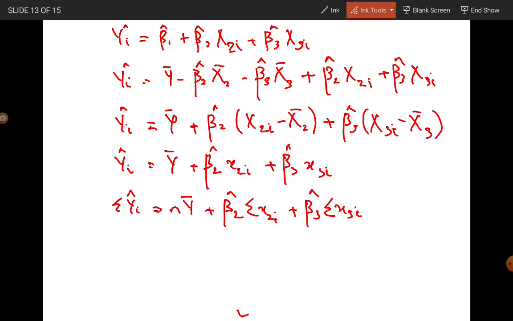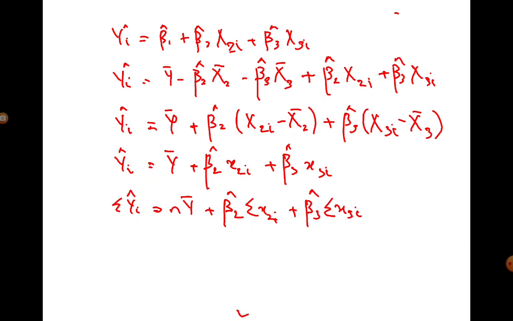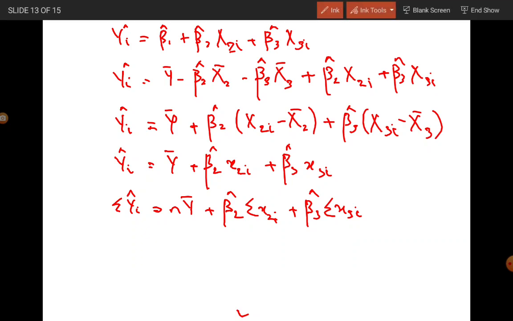Now summation x2i and summation x3i are sums of deviations from the mean, and the sum of deviations from a central value such as the mean always equals 0. If you remember, when I was discussing the two-variable model, I had shown it to you using an Excel sheet, right?